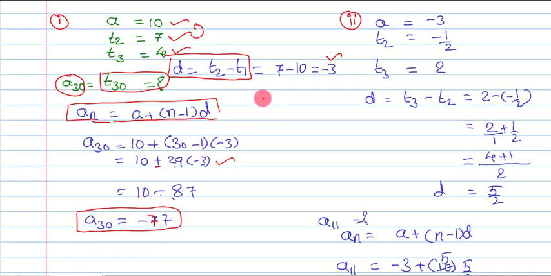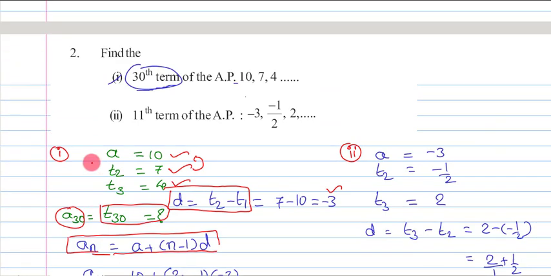If you observe the second question in this, they mention to find the 11th term, in which the first term is minus 3, the second term is minus 1 by 2, and the third term is 2.